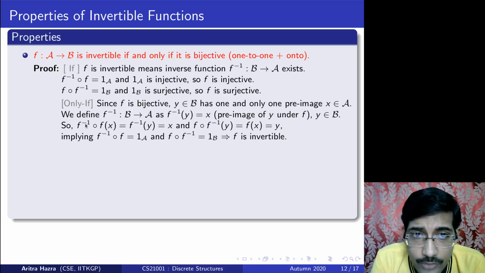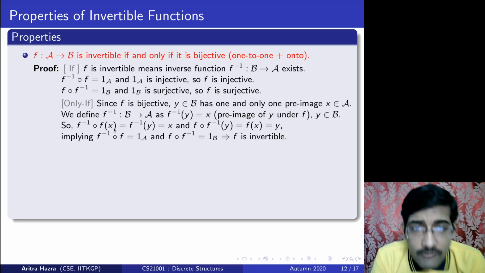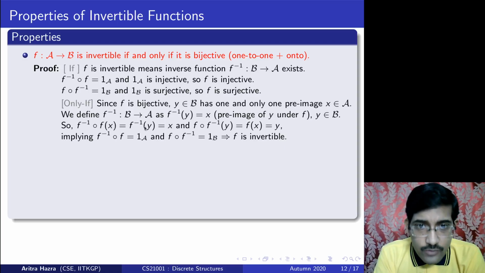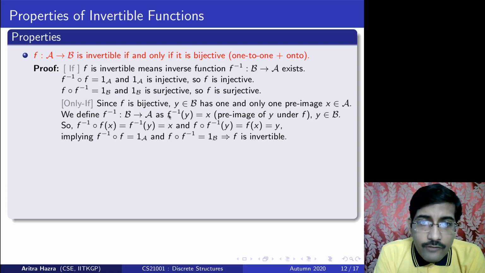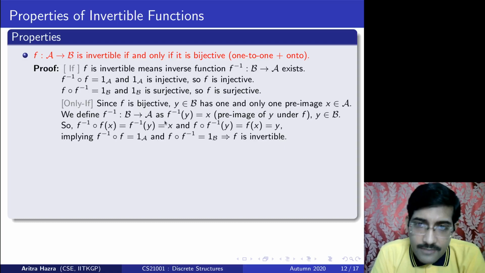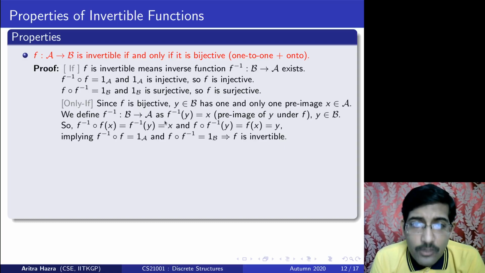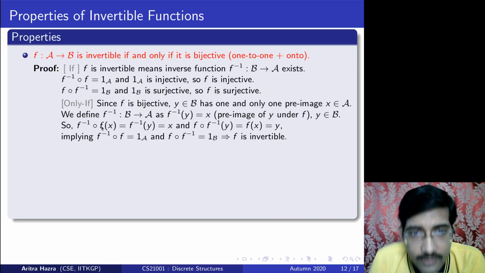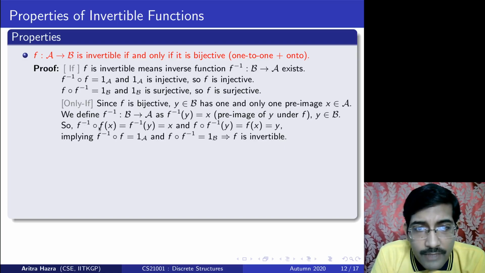If you compose this function with the function f over x, f of x will give you y and f inverse of y will map back to x. So this composition over x will produce the same x again, which means that this composition is an identity. So the inverse coming from the left side composed with f is an identity.